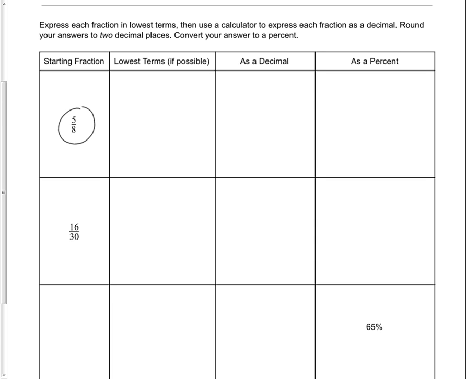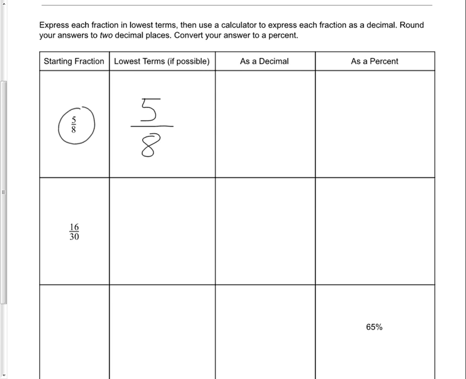So we're going to see, do we need to turn this into lowest terms? Is there any number that both 5 and 8 can be divided by equally? Well, they can both be equally divided by 1, but they cannot be equally divided by 2 or 3 or 4 or 5 or anything. So long as the top number and the bottom number cannot be divided equally by anything else, then the starting fraction stays the same. So our starting fraction stays as 5/8. It's already in lowest terms.